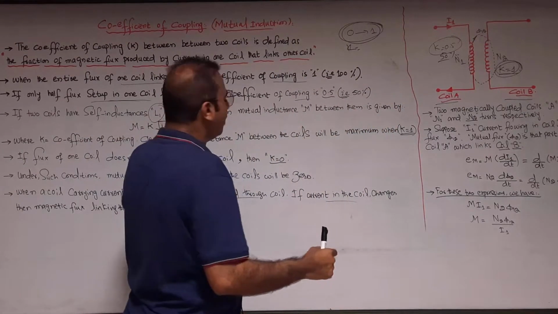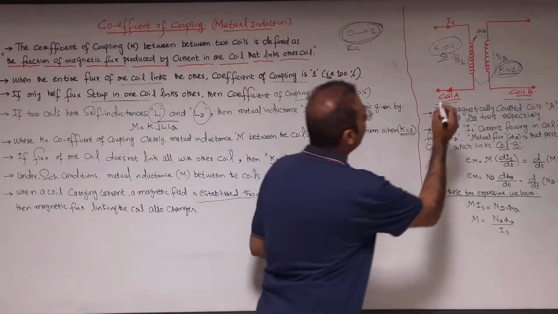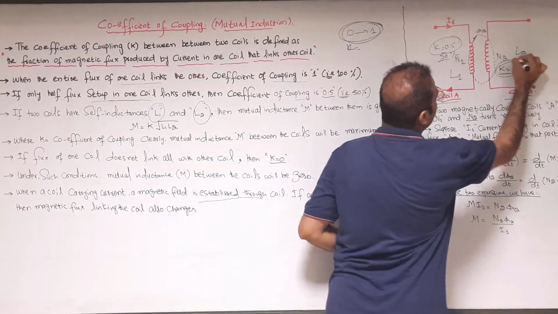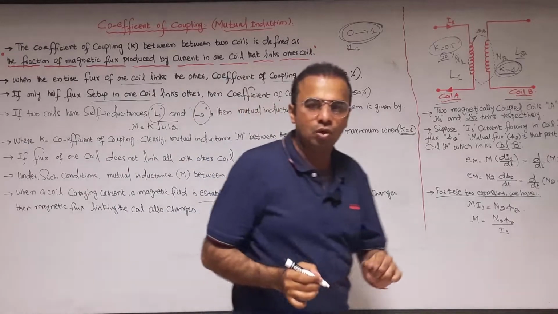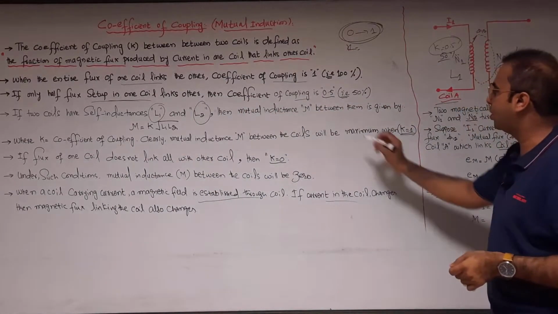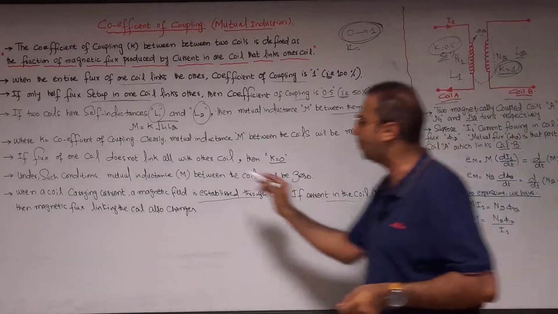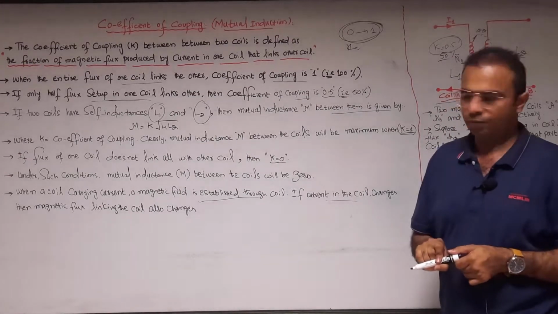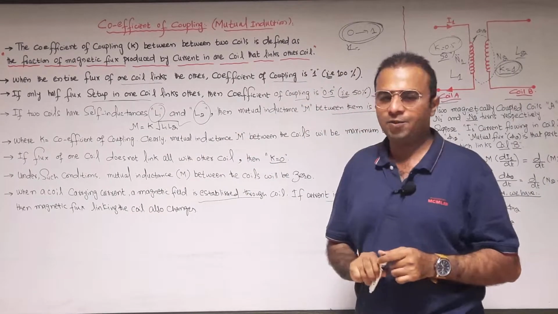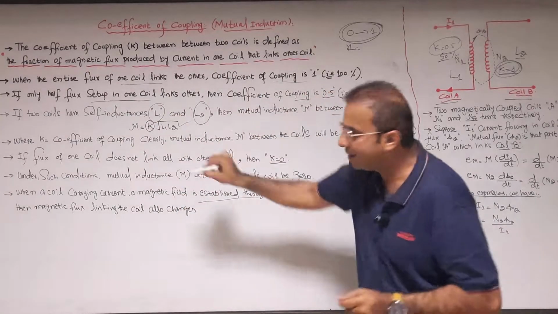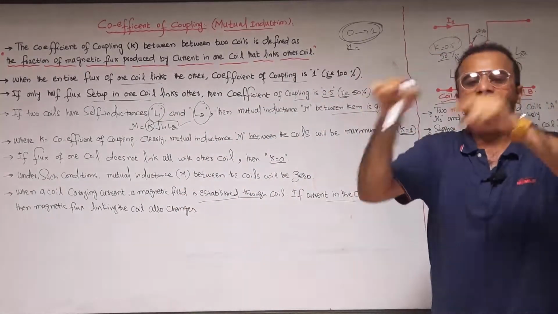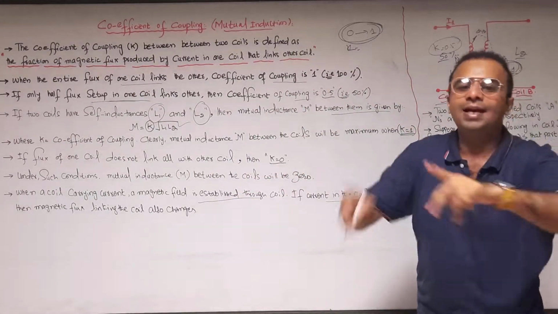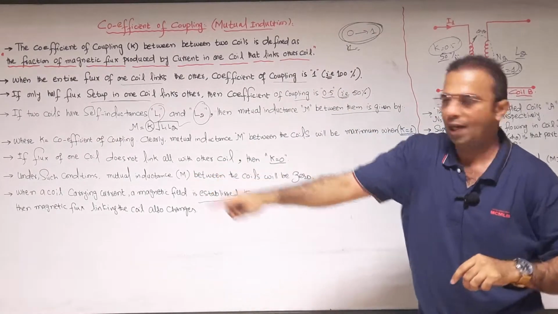If both coils have inductances, for example coil A has its own inductance L1 and coil B has its own inductance L2, then the expression for the mutual inductance between them is given by M is equal to K times the square root of L1 and L2. So this is our expression. What does this K show? K shows the coefficient of coupling, which is defined as the fraction of the magnetic flux produced by coil A that links with coil B.